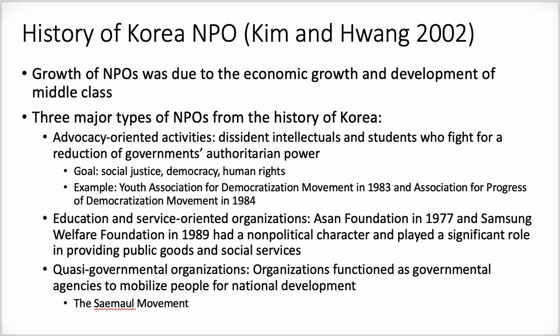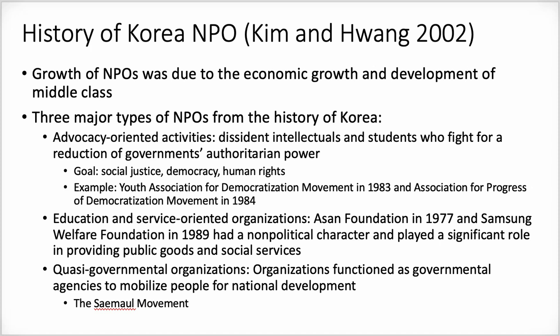And the history of Korean NPOs shows that the growth of NPOs was due to the economic growth and development of the middle class after the economic development. And there have been three major types of NPOs in the history of Korea. The first is advocacy-oriented activities, where dissident intellectuals and students fought for a reduction of government authoritarian power.